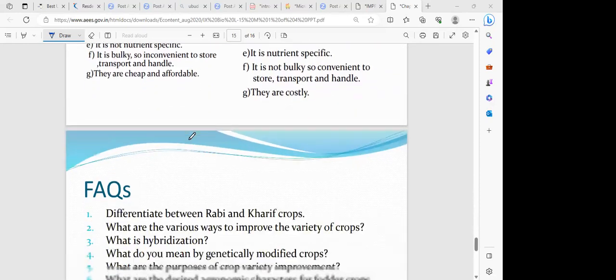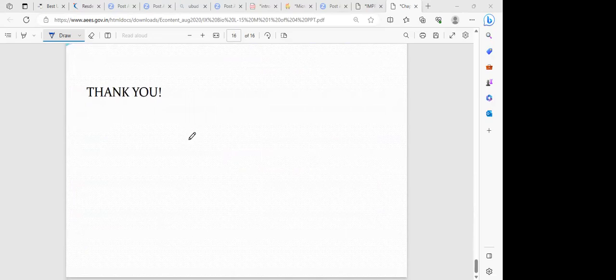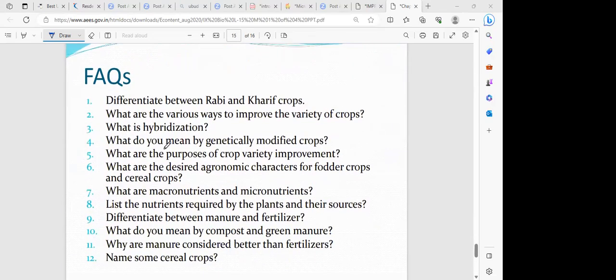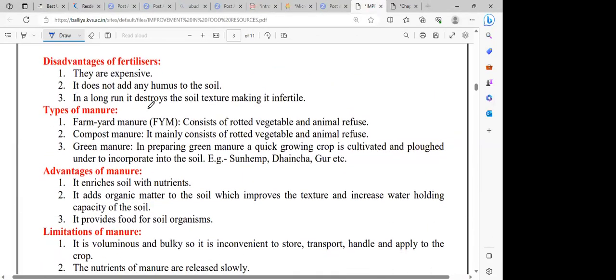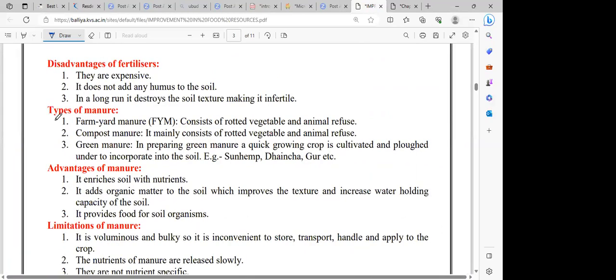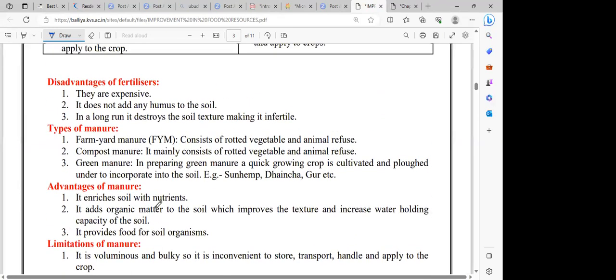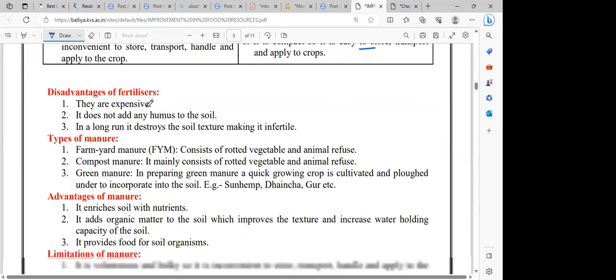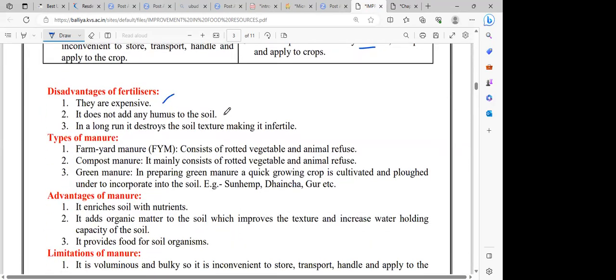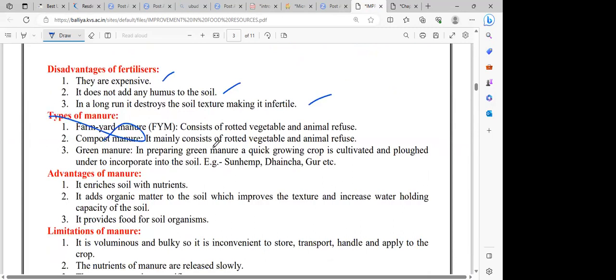Okay. Now coming to the next one. These are some questions. Just give it a reading, and let's not do the leading part. First of all, advantages of fertilizers and types of manure, then advantages of manure and the disadvantages. First of all, disadvantages of fertilizers. They are very expensive. They do not add any humus to the soil, and in the long run, they destroy the soil texture, making it unfertile. No need to go for types because we have already done that.